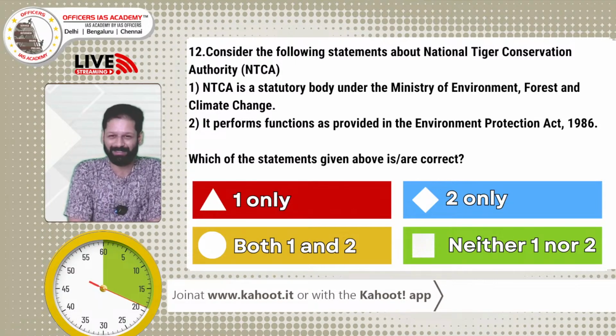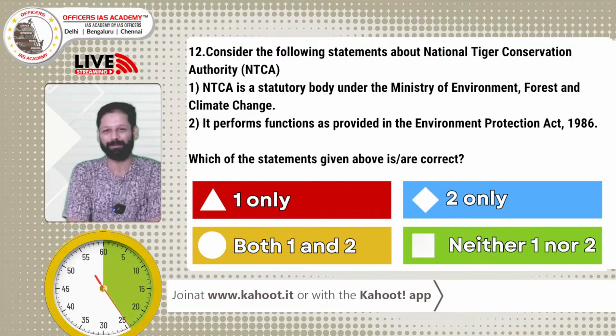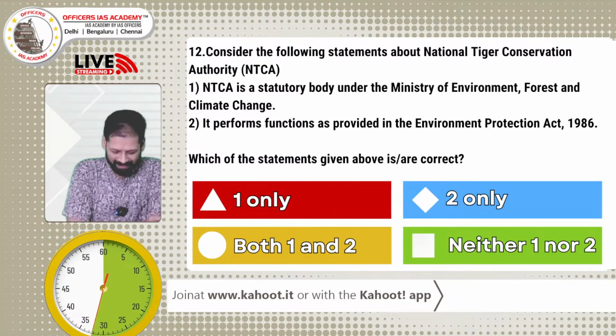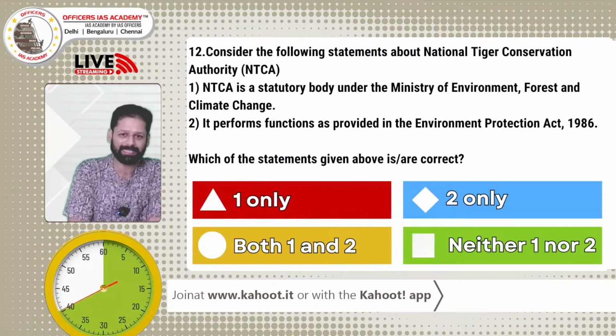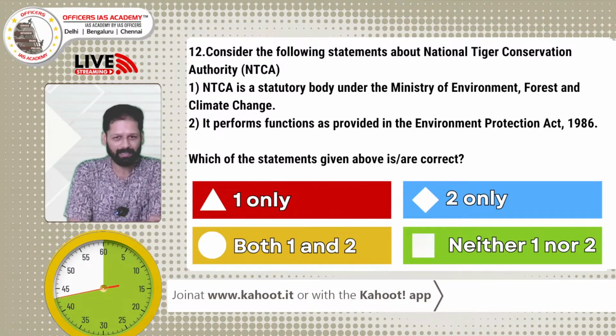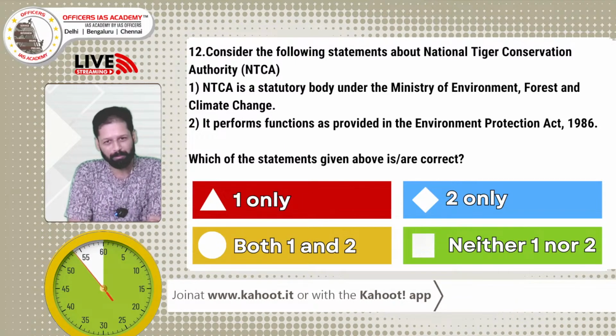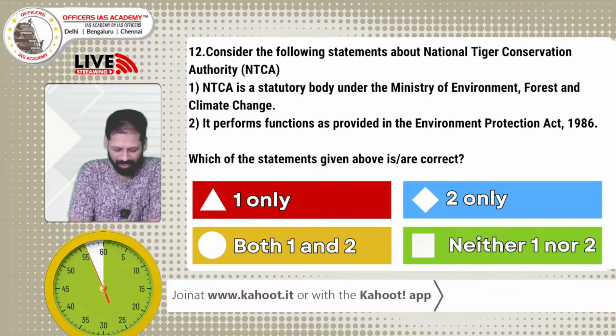Whenever UPSC gives a question like this, that is the precise time when you will be wondering, is this a statutory body or is this an executive body, right? All these questions suddenly come to your head even if you had read it 1,000 times. Is it a statutory body? That's a question for you to answer. It performs functions as provided in the Environment Protection Act of 1986. It is a tiger conservation authority. Will it perform acts that have been mentioned in the Environment Protection Act, or is it according to some other act? If it is some other act, can it not also include the Environment Protection Act? All these are questions that you should try to answer in your head.